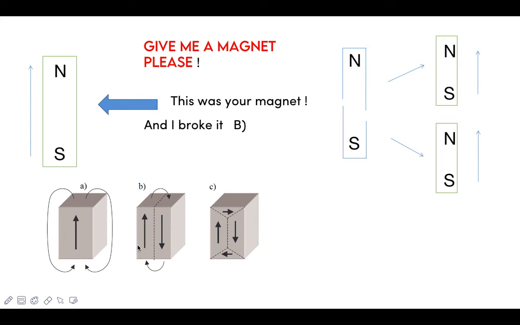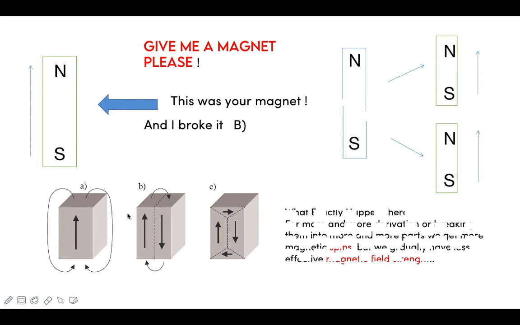Okay, so we can see three pictures over here. Every picture has domains called magnetic domains. What exactly happens here is that for more and more divisions, breaking them into more and more parts, we get more magnetic spins. These are called magnetic spins. But we gradually have less effective magnetic field strength. What is magnetic field strength? This is magnetic field strength.